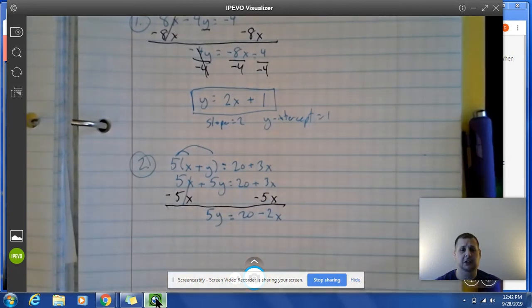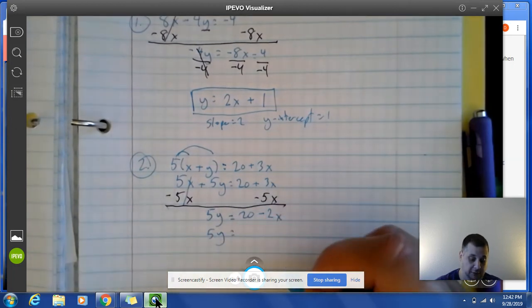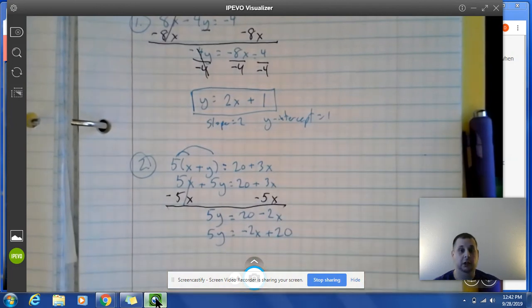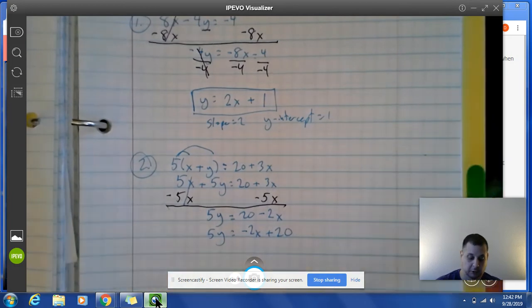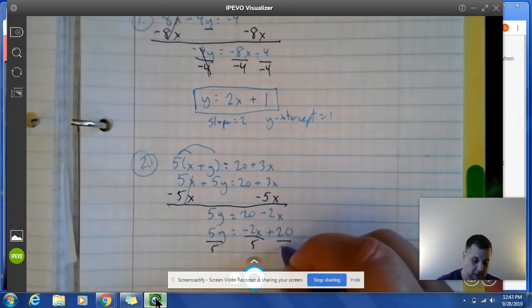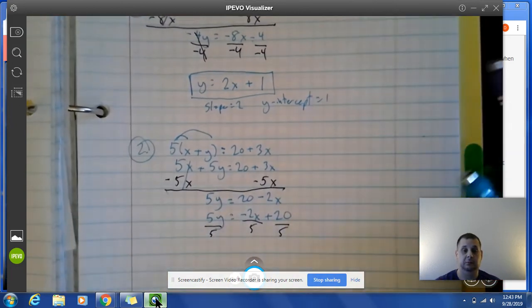And just because we should all want it to be in the y equals mx plus b form, and right now that's b and that's mx, I'm just going to switch it around, and we're going to do 5y equals negative 2x plus 20. Okay? And then we still have to get rid of this 5, and so we're going to divide everything by 5.